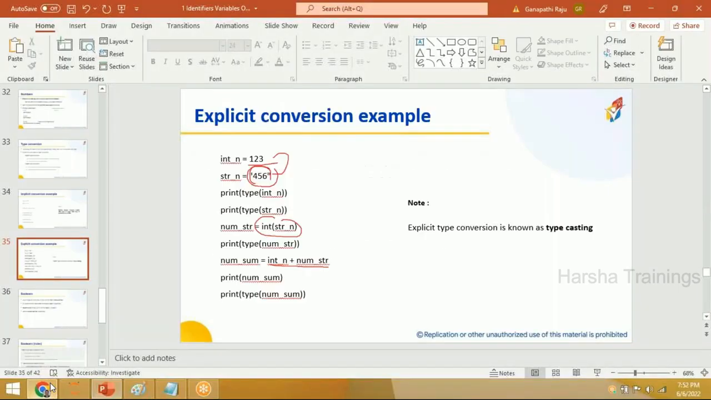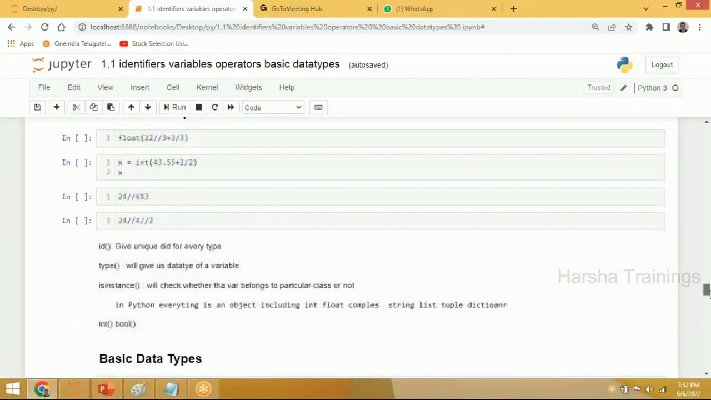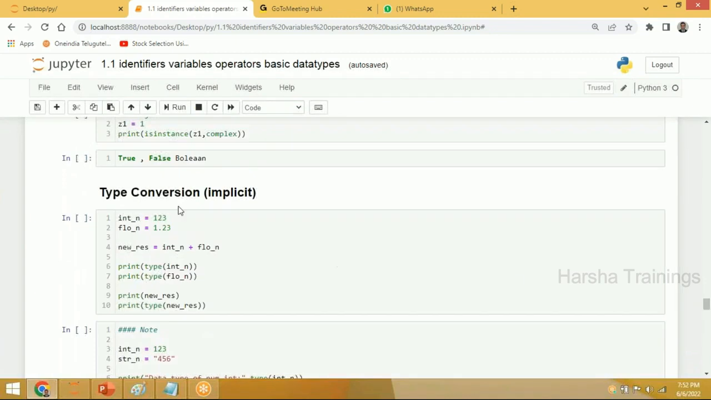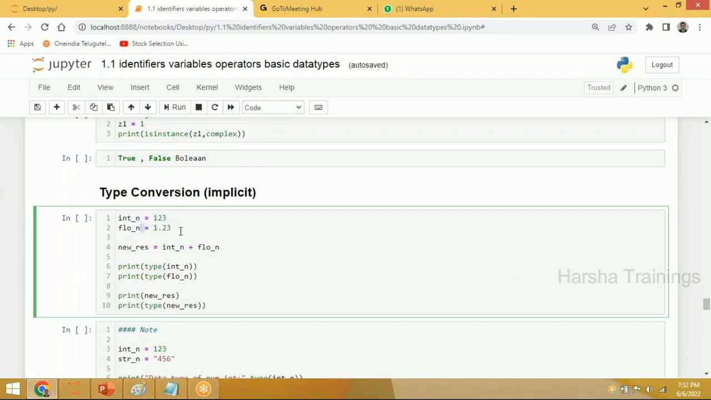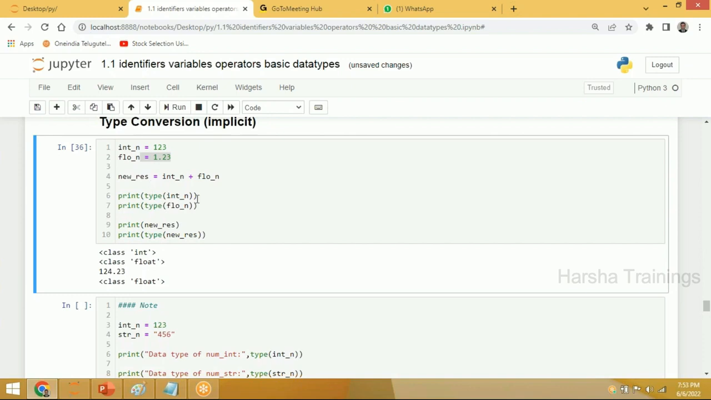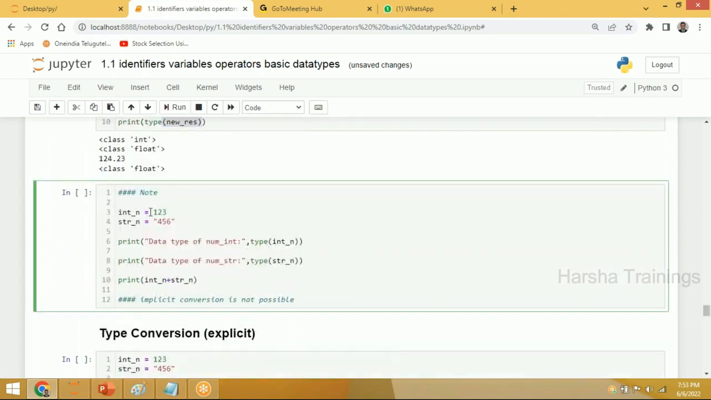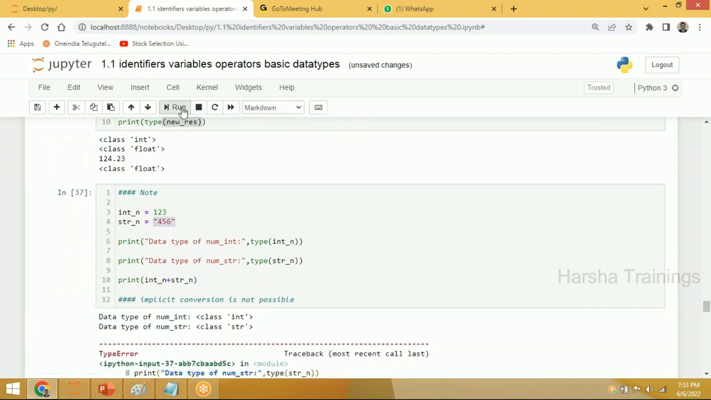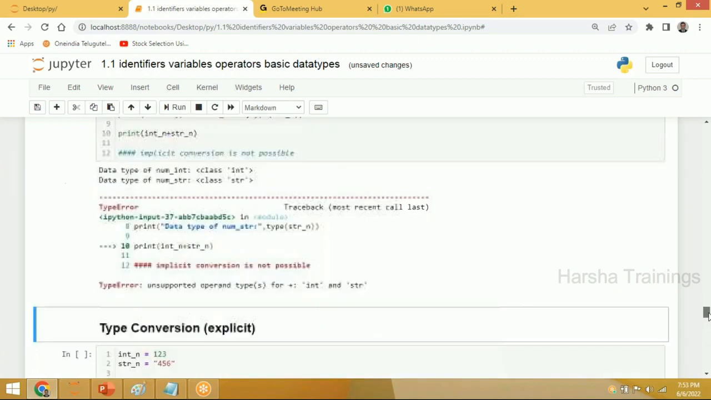Now, let me demonstrate with the Jupyter Notebook example. Yeah, look at here. Int is 123 and float is 1.23. My conversion will be done for 124.23. Here, num_int is of int type and num_flo is of float type, and after conversion, the result is float. Clear? 124.23 is a float. Now, I'm going for explicit conversion. Look at here. My one input is integer, another is string. If I do this conversion, it is an error. What error is it giving?